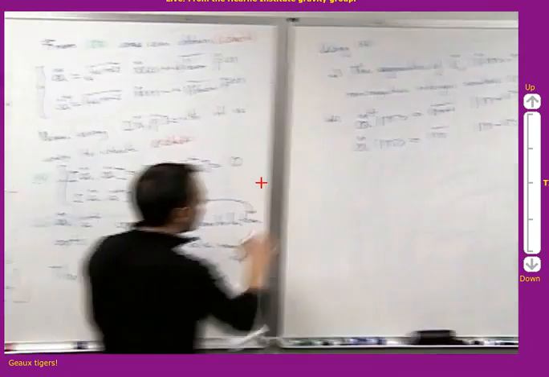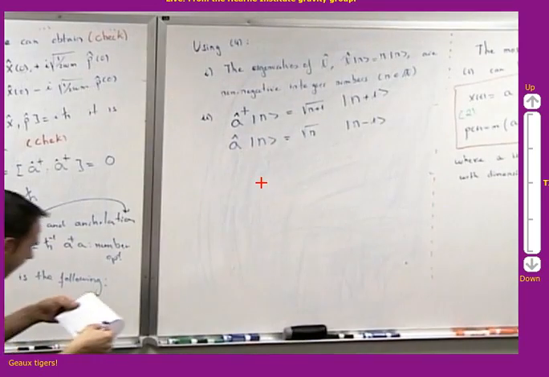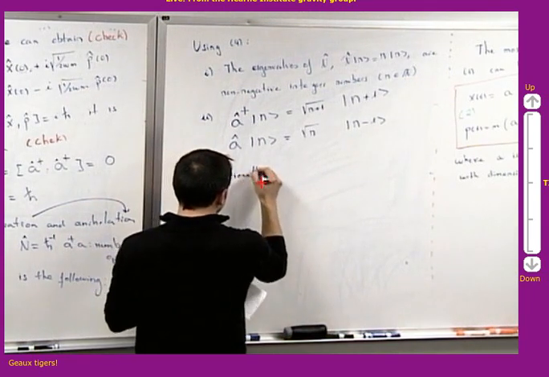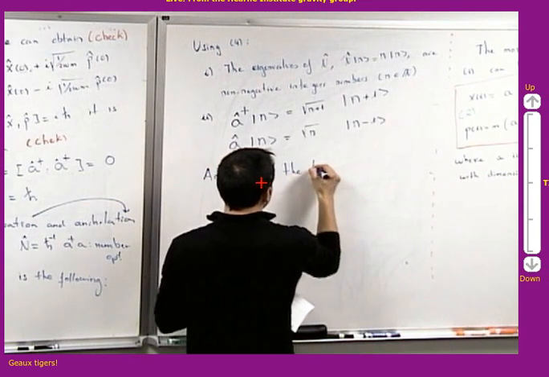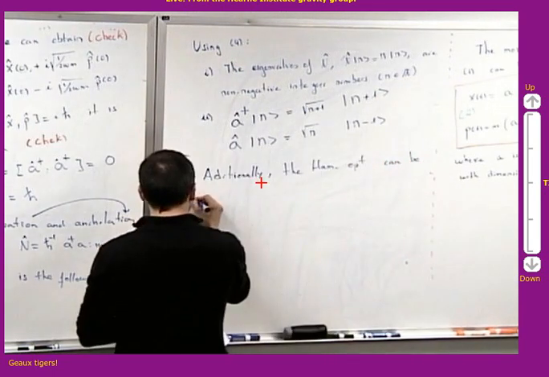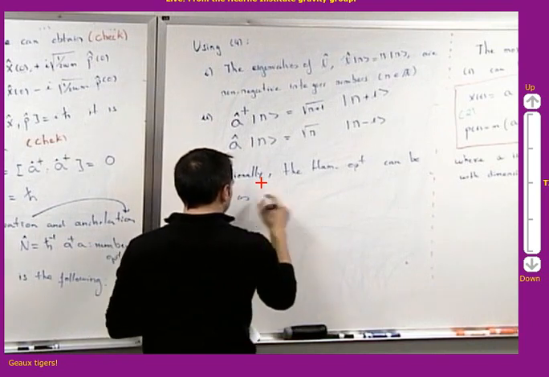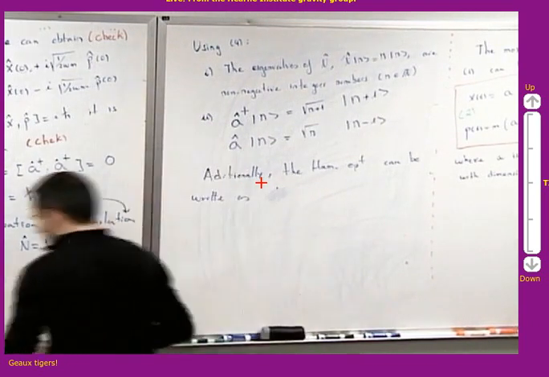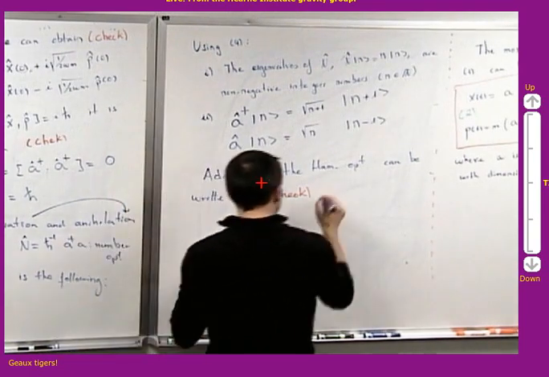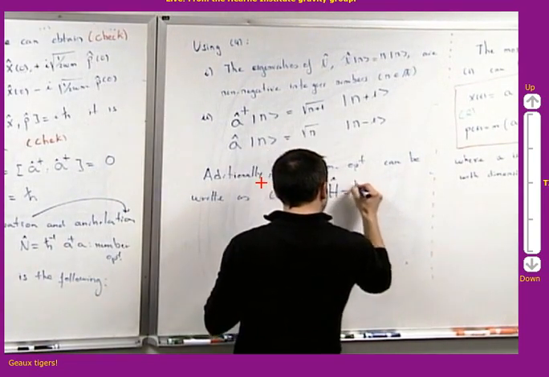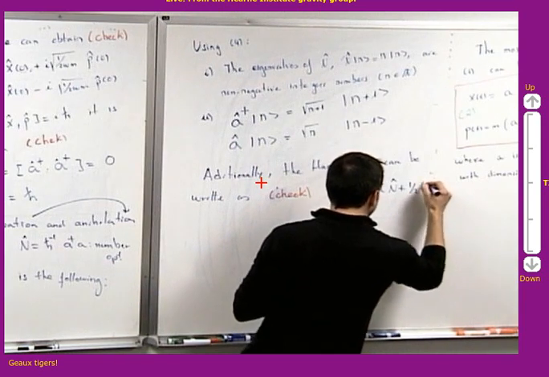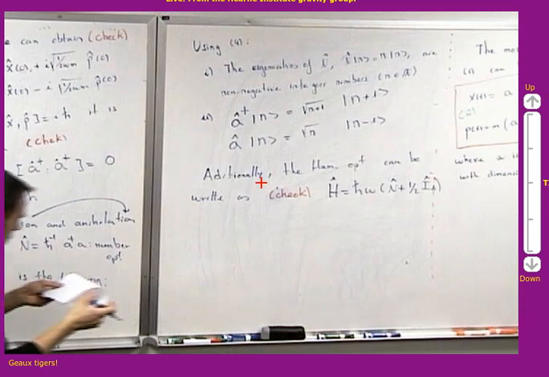So these are the way that these operators act, and additionally, something quite important is that the Hamiltonian operator can be written as, and this is something that we want you to check, it's a quick computation: check that the Hamiltonian operator H hat can be written as H bar omega times the number operator plus 1/2 of the identity operator. This ID is just the identity operator.